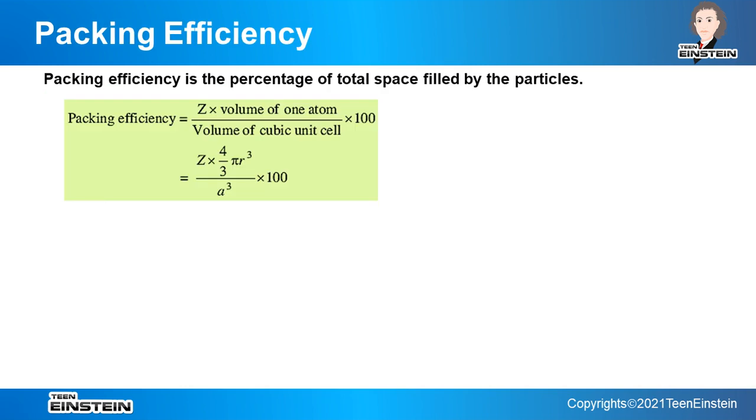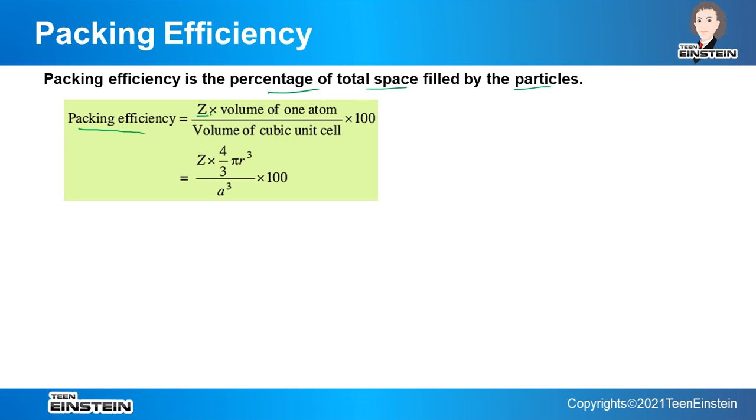Next we will study packing efficiency. First of all we have to know what it means. It is the percentage of total space that is filled by particles, because we know in the unit cell there are voids as well as particles. So the actual space that is filled, we have to find out that percentage, and it is also known as packing efficiency. So how to find out packing efficiency?